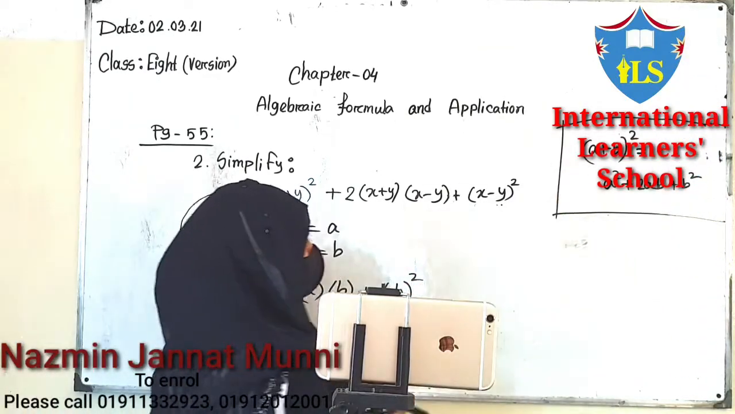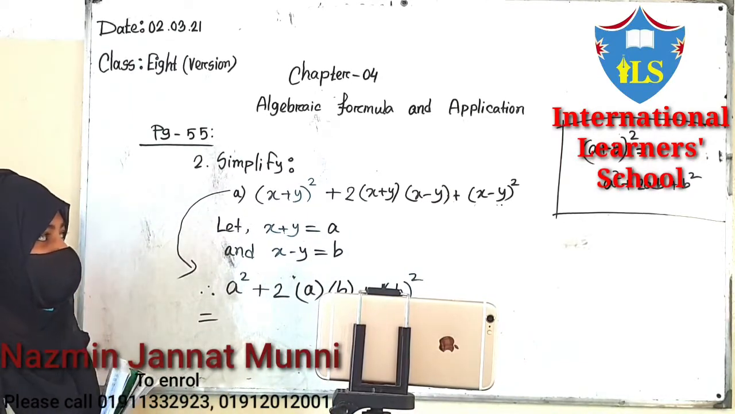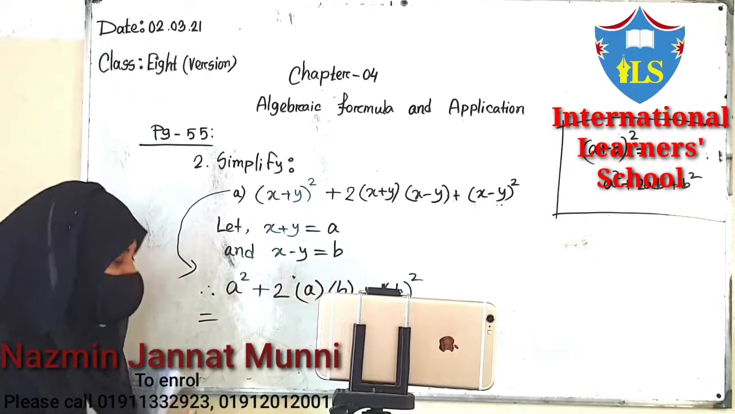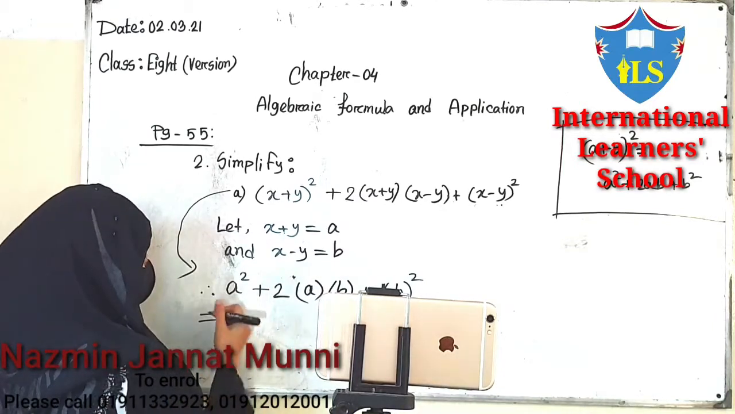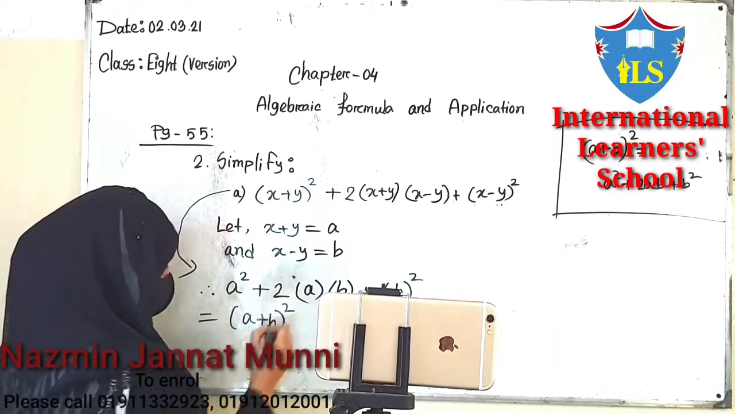Here is the formula. Look at the formula. A square plus 2ab plus b square is equal to what? A plus b whole square. Exactly. So in place of these things, I can write a plus b whole square.